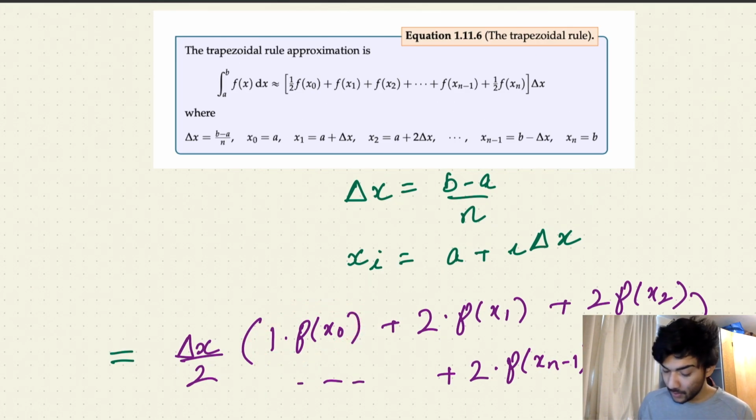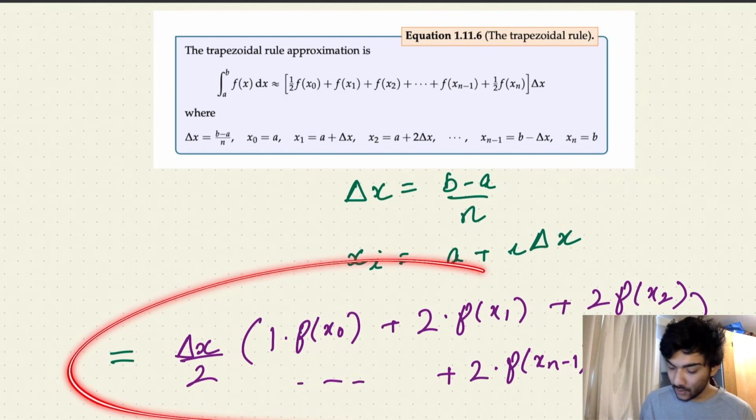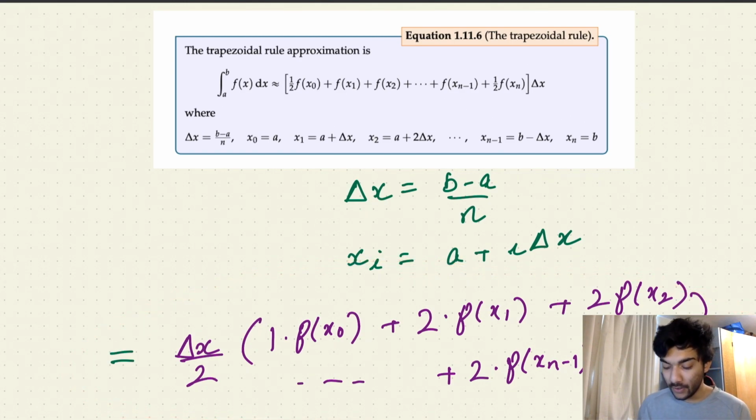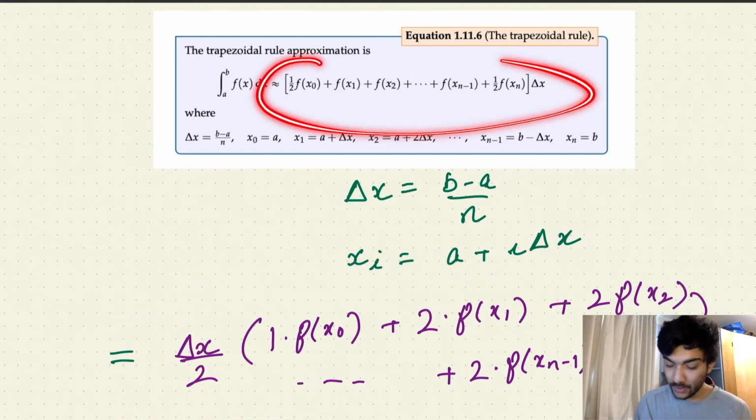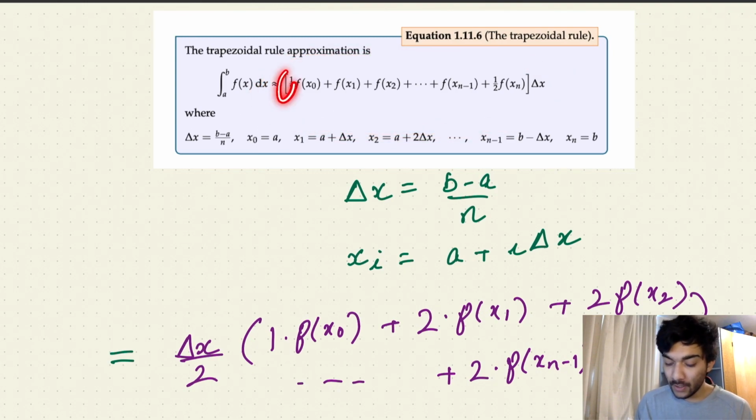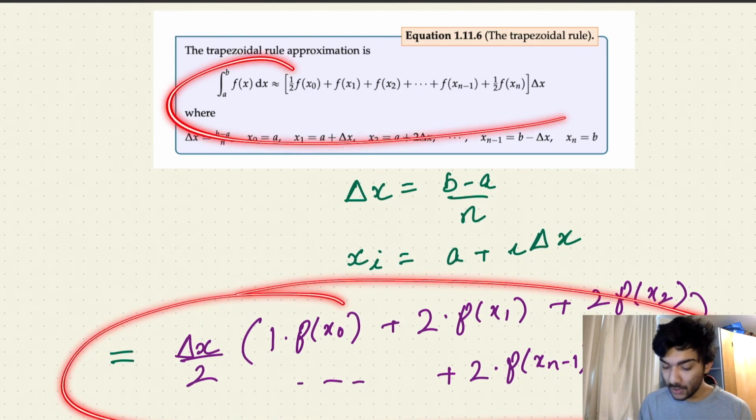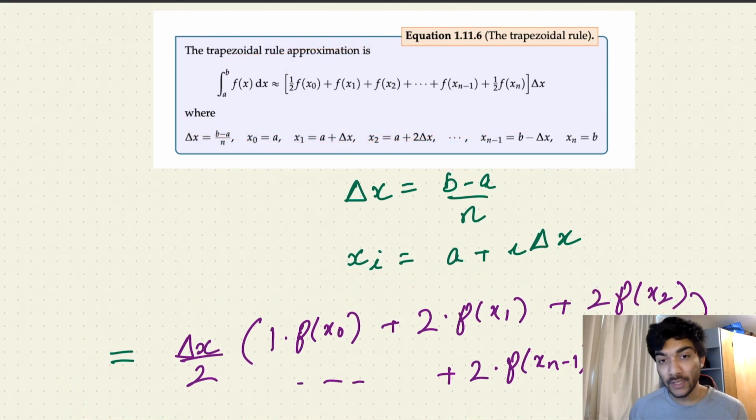So for the last term, you'll have 1 times f of xn, and then you use this formula to calculate your trapezoidal rule approximation. This is basically similar to this formula. We just took this 1/2 constant out such that it had delta x by 2, and then your coefficients become 1, 2, 2, 2, 2, 2 until the second last term, and then for the last term you again have coefficient 1. So you can use either this formula or this formula, whichever approach seems most favorable to you.